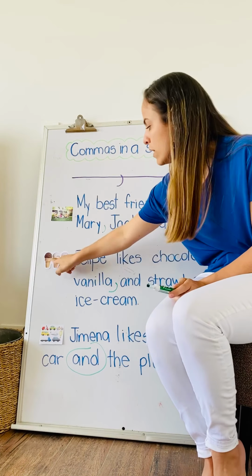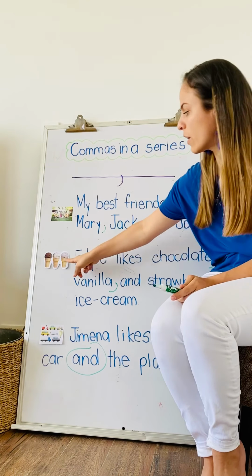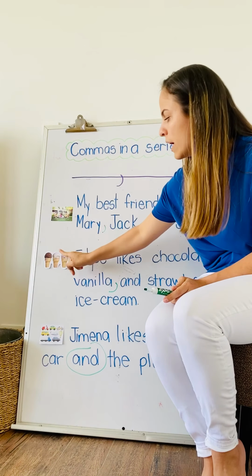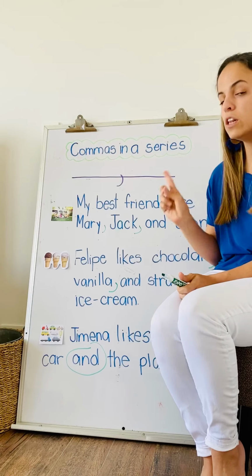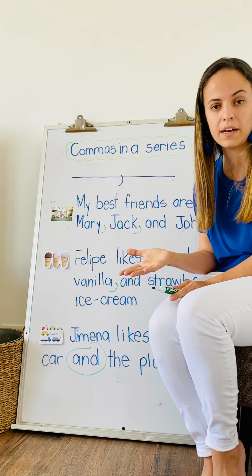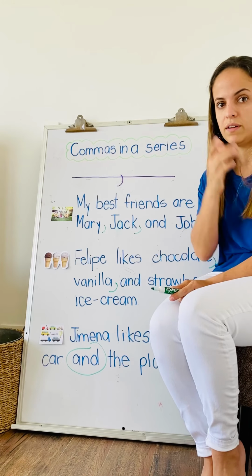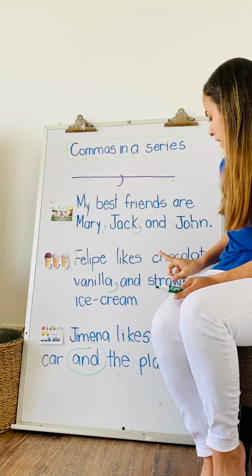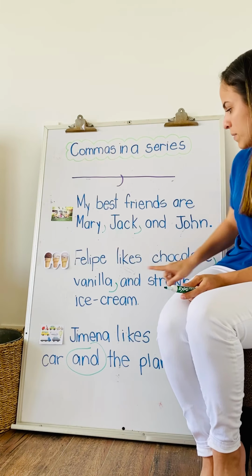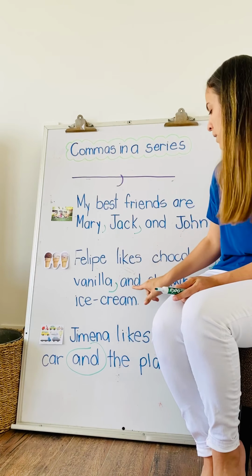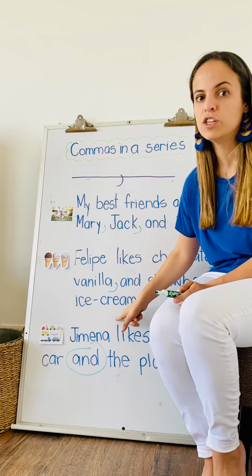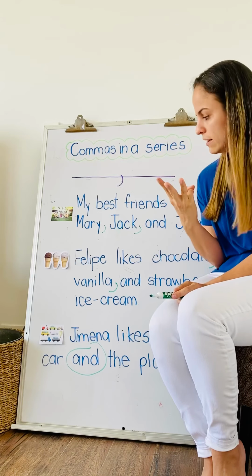We have 3 ice cream flavors here. Okay, chocolate, vanilla, and strawberry. And look how commas help me understand that these 3 flavors are different flavors. Okay, Felipe likes chocolate, comma, vanilla, comma, and strawberry ice cream. So I know it's 3 flavors that he likes.